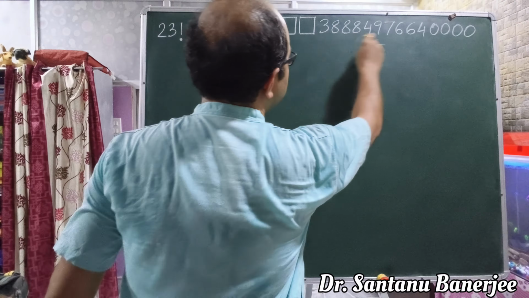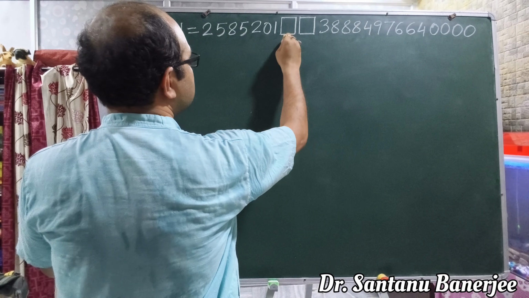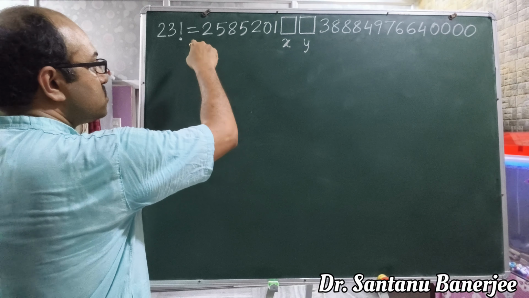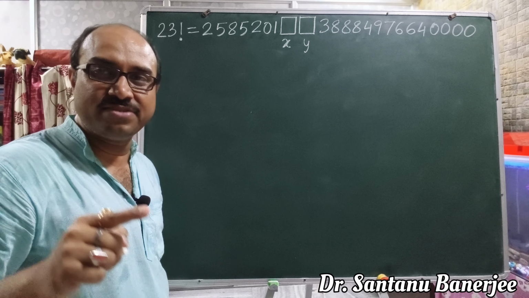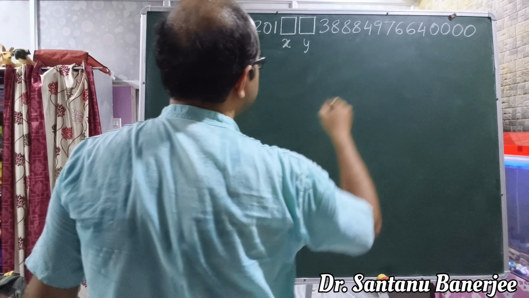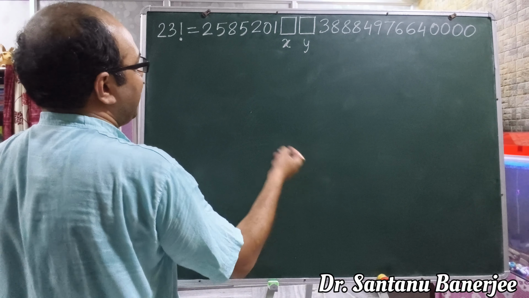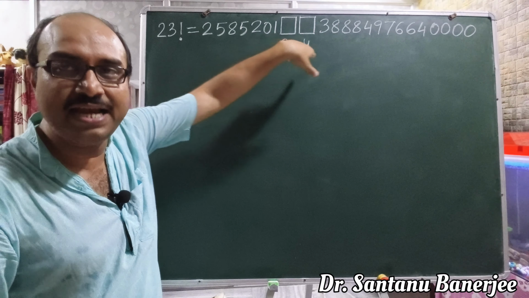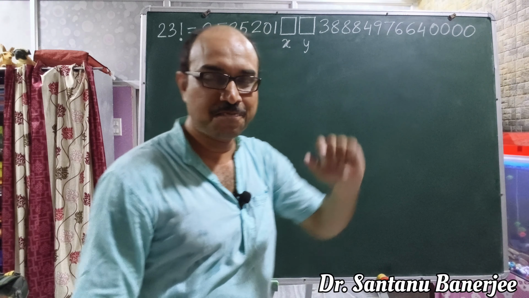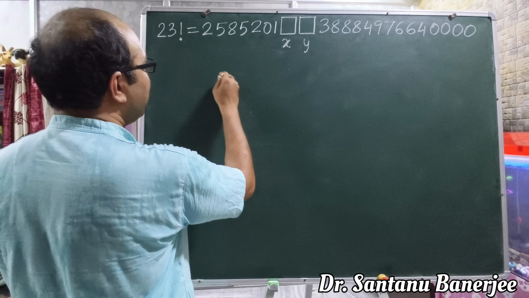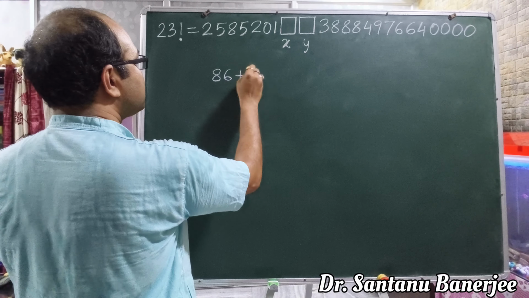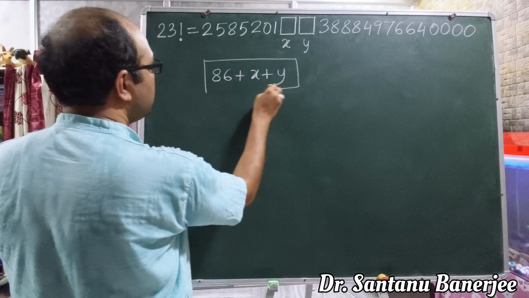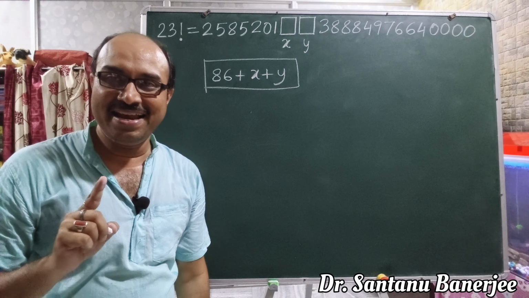So if you add up all the digits, now for the sake of consideration, let these two missing digits be x and y. Since this huge number is divisible by 9, if you add up all the digits, that also will be divisible by 9. So what happens if you add up all this? That means 2 plus 5 plus 8 plus 5 and so on till the last 0. You will get 86 plus x plus y. Now this number will also be divisible by 9.